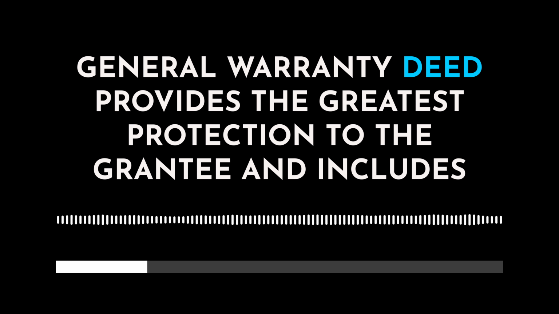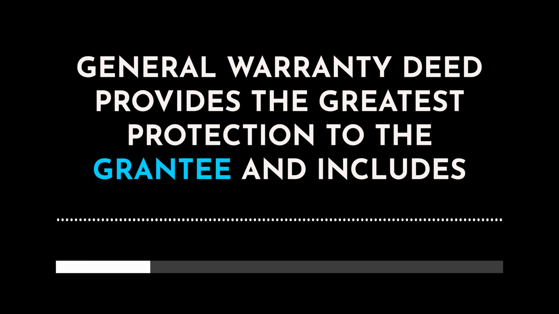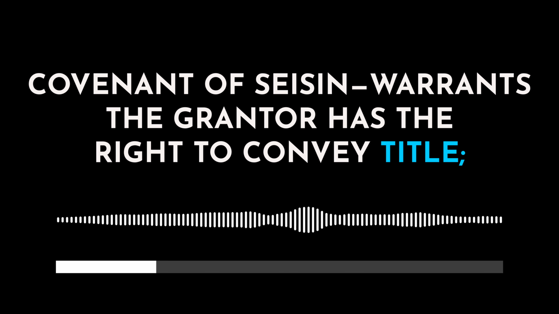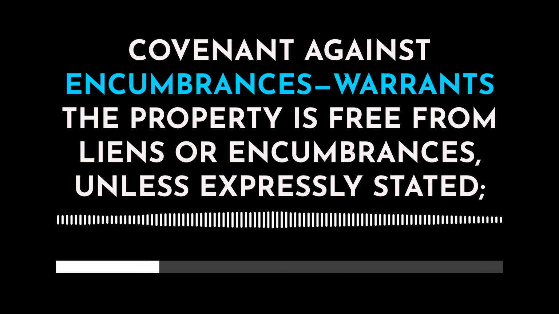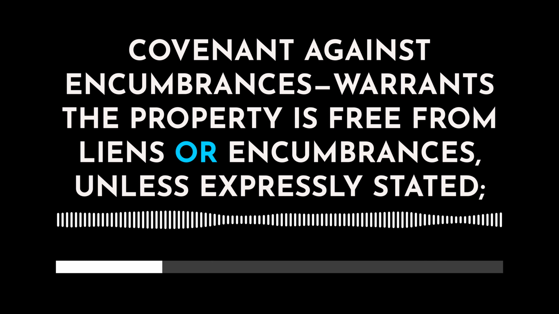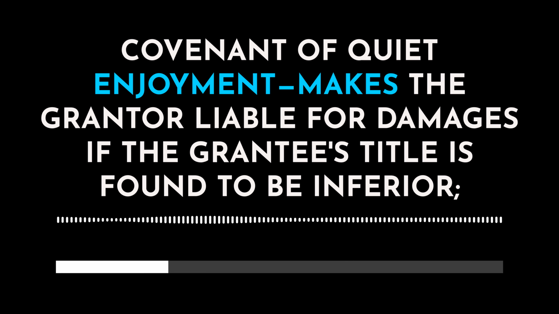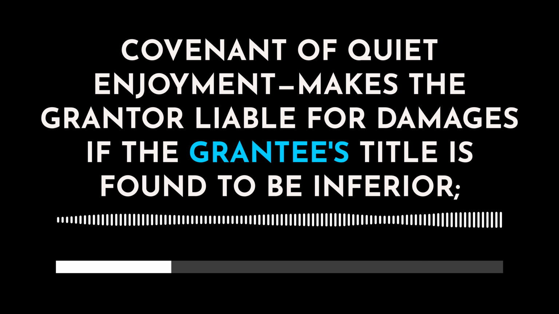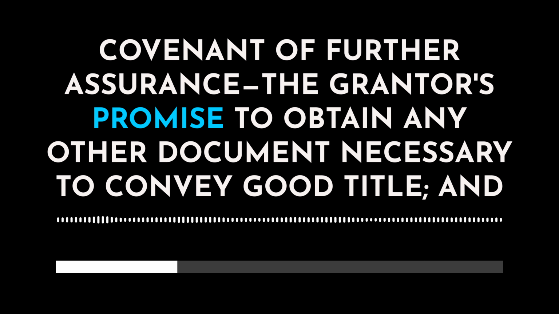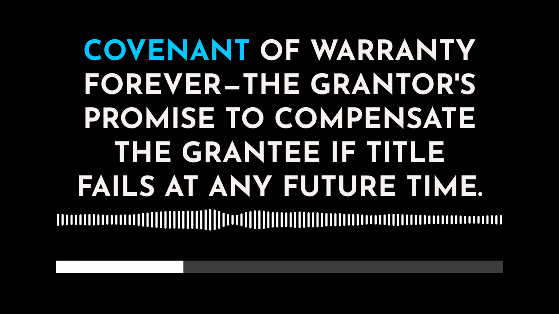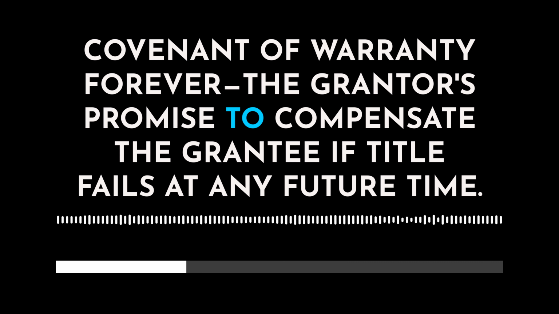1. General warranty deed provides the greatest protection to the grantee, and includes: I. Covenant of seisin, warrants the grantor has the right to convey title. II. Covenant against encumbrances, warrants the property is free from liens or encumbrances, unless expressly stated. III. Covenant of quiet enjoyment, makes the grantor liable for damages if the grantee's title is found to be inferior. IV. Covenant of further assurance, the grantor's promise to obtain any other document necessary to convey good title, and V. the covenant of warranty forever, the grantor's promise to compensate the grantee if title fails at any future time.